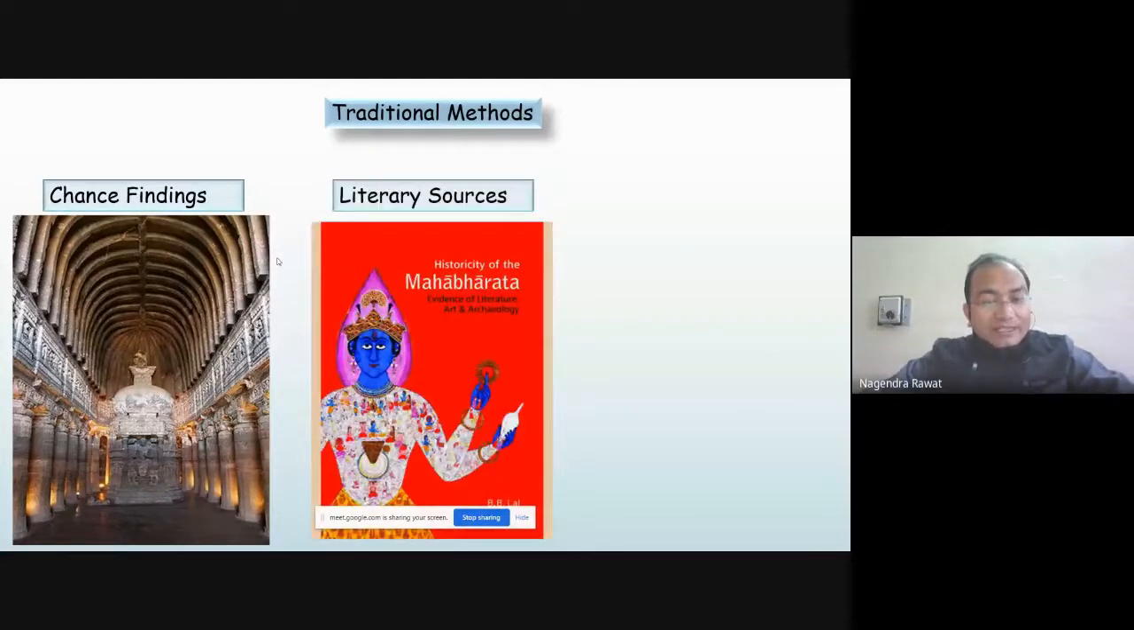The next traditional method is literary sources. This is a book cover of Basil Allchin. In this illustration, you can see the historicity of the Mahabharata. We know the Ramayana and the Mahabharata, and we have lots of other Vedic texts with us, and at the same time we have some European literature on the basis of some European archaeologists or, we can say, dilettanti, some treasure hunters.